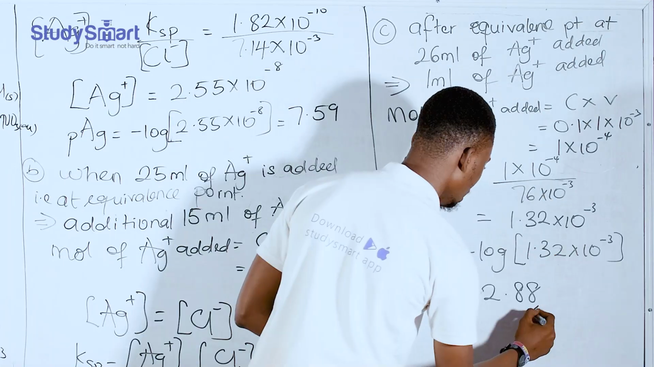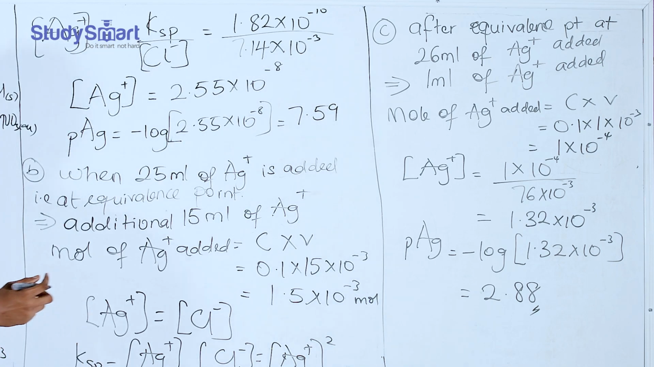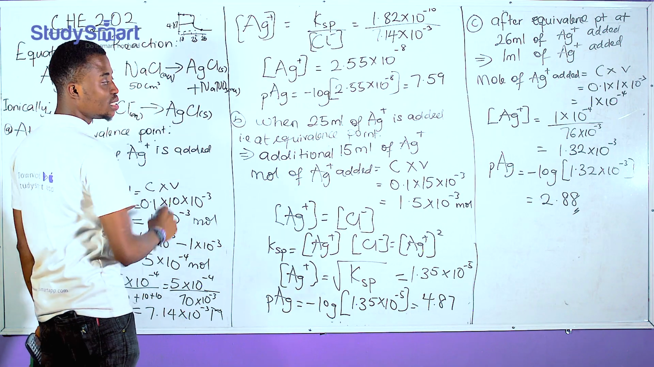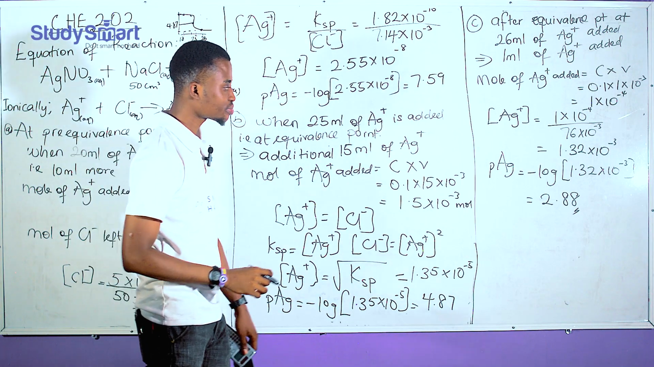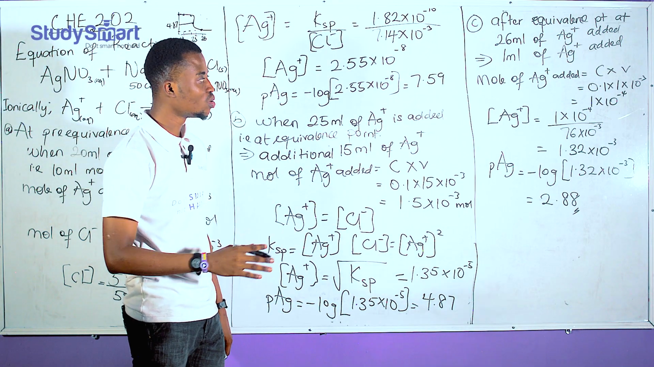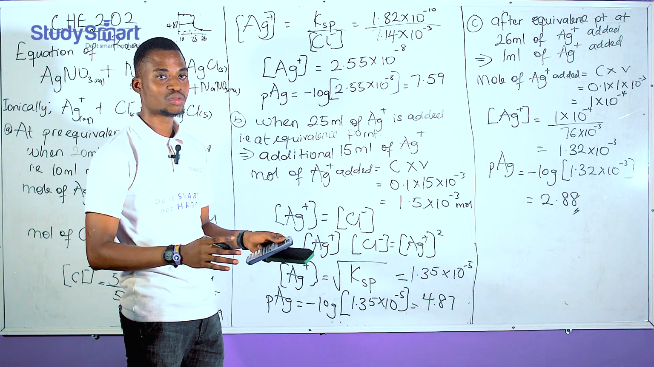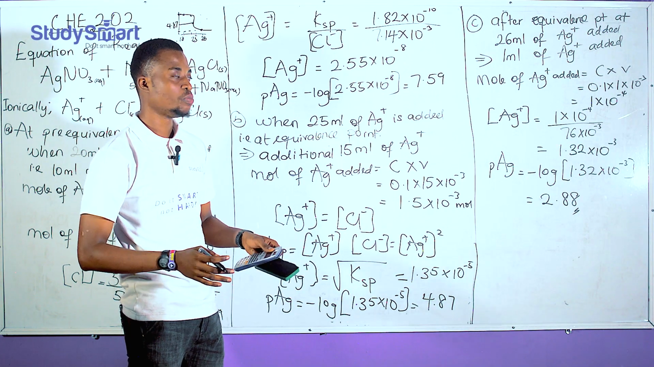So it means that, see how the PAG kept decreasing. At about 26, we have it to be 2.88. So this is the whole details about plotting a graph or calculating PAG or PCL.